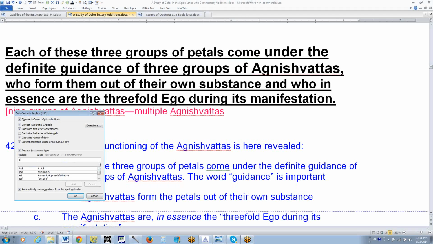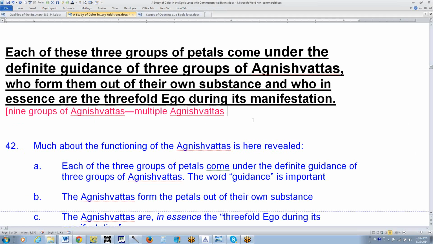I'm going to do the right thing here. AGNS. Okay, I'll put it here, and hopefully we can avoid the capitalization which sometimes occurs, and we'll call it Agnishvattas. Okay.